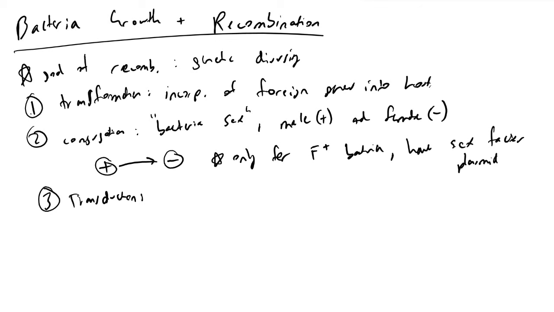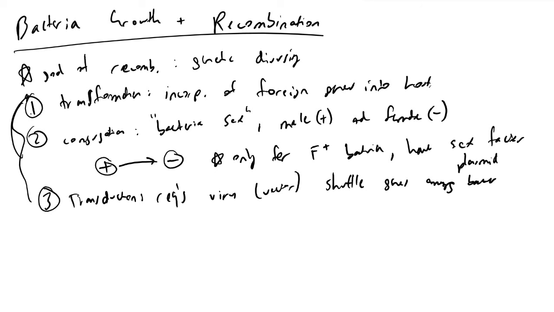And finally, the other method of recombination that exists is referred to as transduction. And transduction requires a virus referred to as a vector. And these viruses, like bacteriophages, will transfer and shuffle genes among bacteria. And so all three of these methods get us the goal of genetic diversity in bacteria.